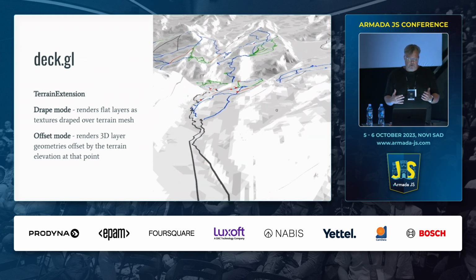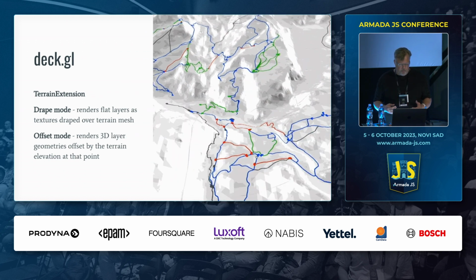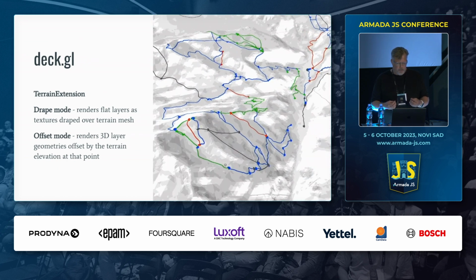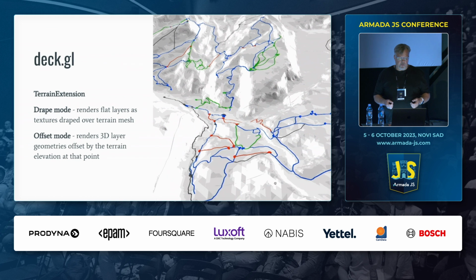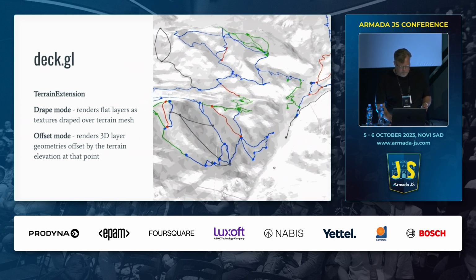It works in two modes. We have a drape mode, so we can render things into textures that we drape over the terrain. Or we have an offset mode, so if you have more of a 3D structure, we can have all the geometries offset by the terrain elevation at that particular point. And of course, everything happens on the GPU.